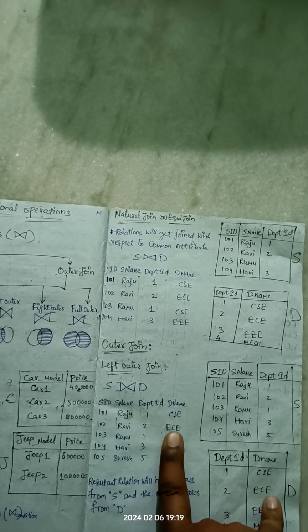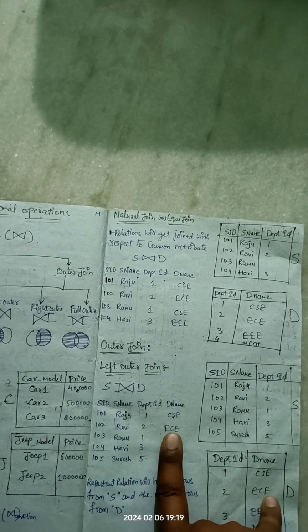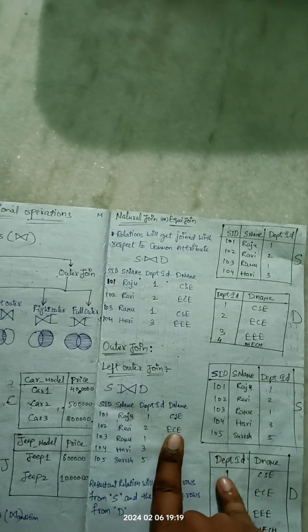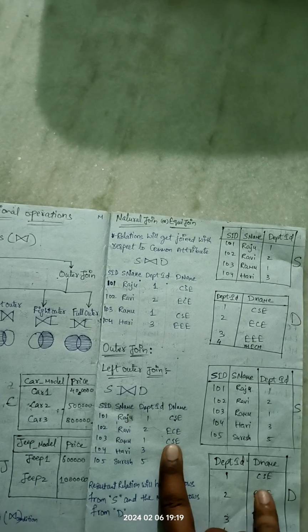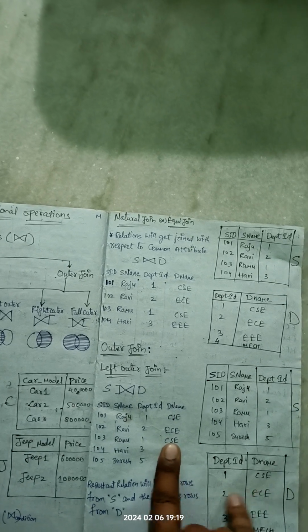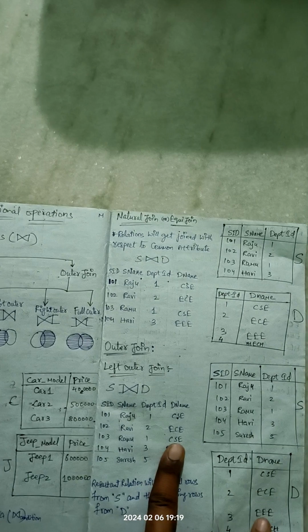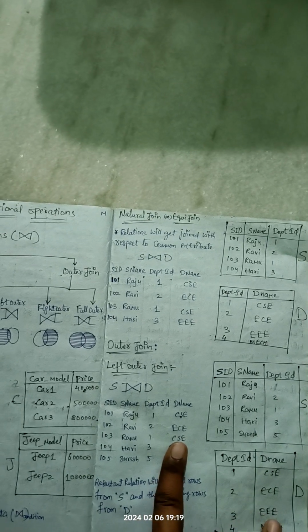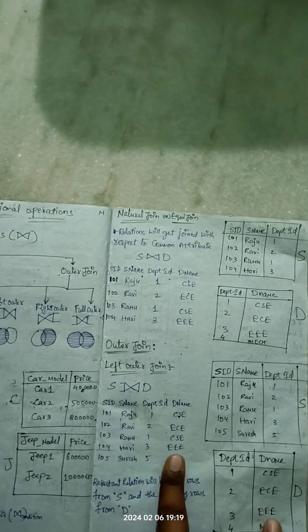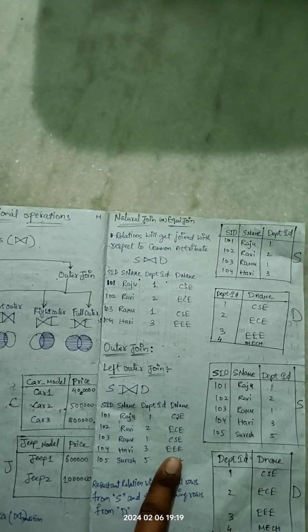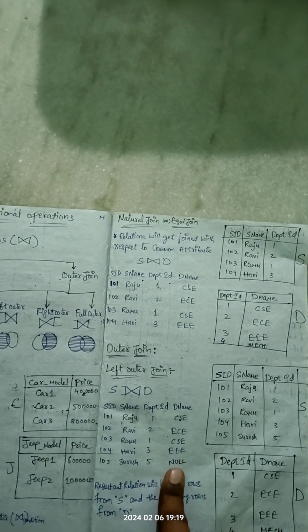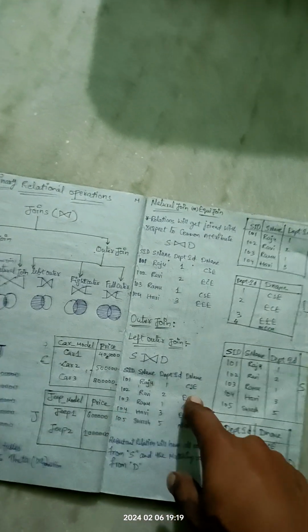For department ID 1, it is CSE, so we'll write CSE here. For department ID 3, what is the department name? For 3 it is EEE, so we'll write EEE here. For department ID 5, we don't have department ID 5, so we'll write null. In this way we'll get the left outer join operation.